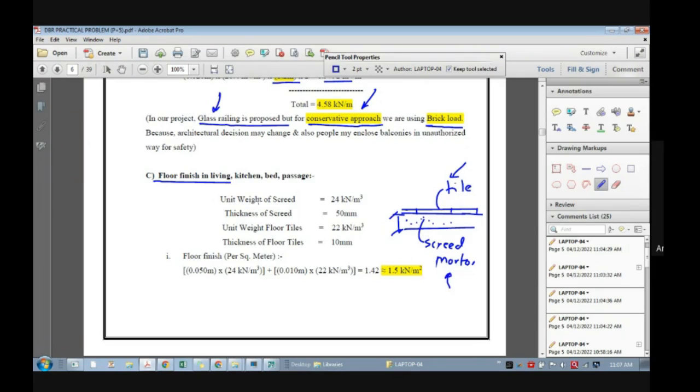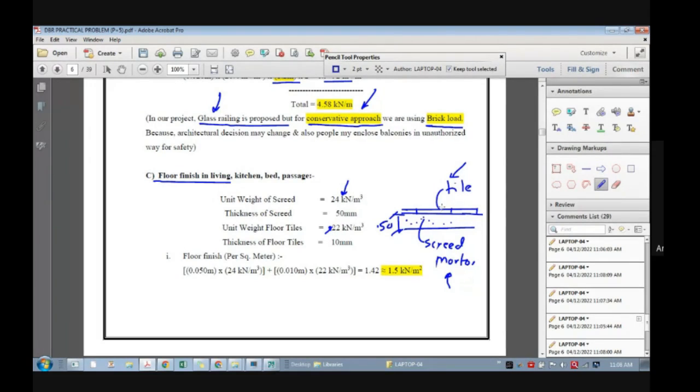Here, unit weight of screed is 24. Generally, we can take the density of screed as that of concrete, because it has sand and cement. The thickness of screed is generally 50 mm, including slope. Then the unit weight of floor tiles: tiles may be granite, marble or vitrified. If it is granite or marble, the unit weight is that of the stone, which is 22 to 23. So you can take 22 for tiles.